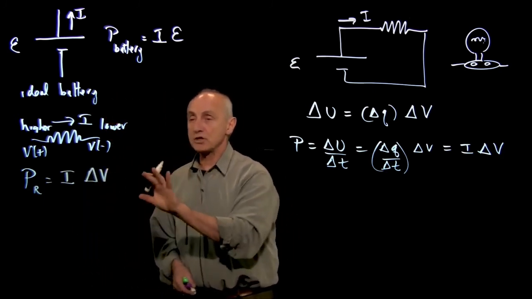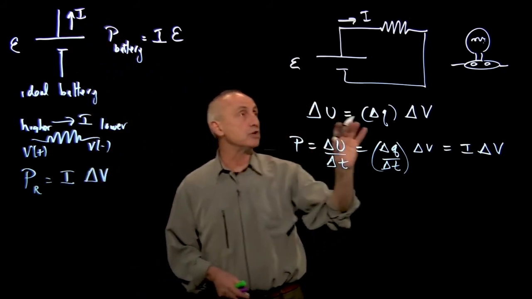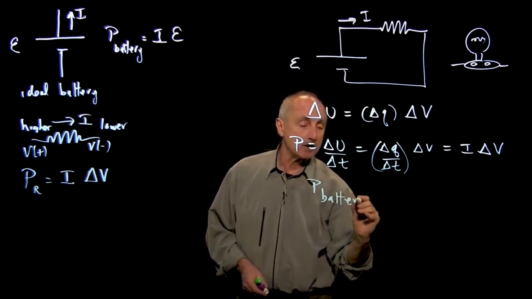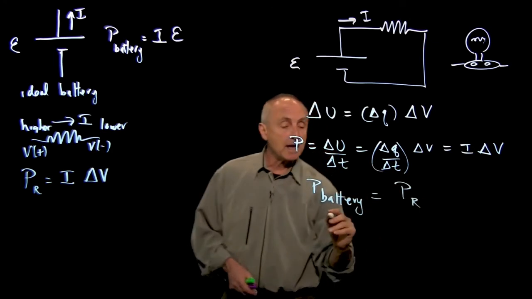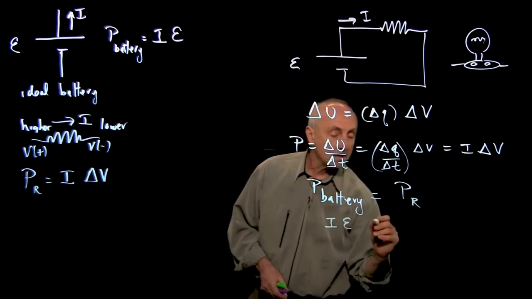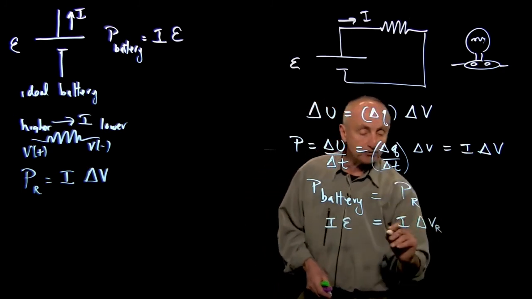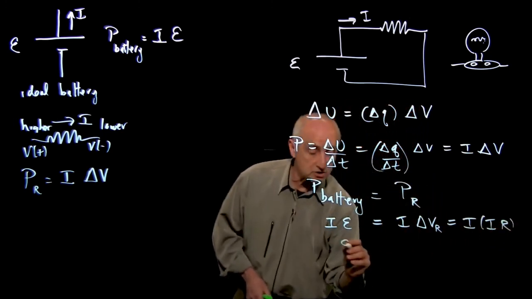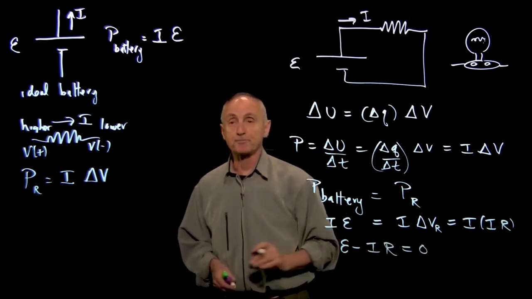Now, this conversion of chemical energy, if it's a chemical battery, into electrical energy is the first step in the conservation. So what we could say is that the energy of the battery is equal to the energy in the resistor, and we have something like I times EMF equals I delta V through the resistor. And remember, from Ohm's law, in a resistor, this is I times IR, and if we cancel the I's, we get our circuit equation, which is just energy conservation.